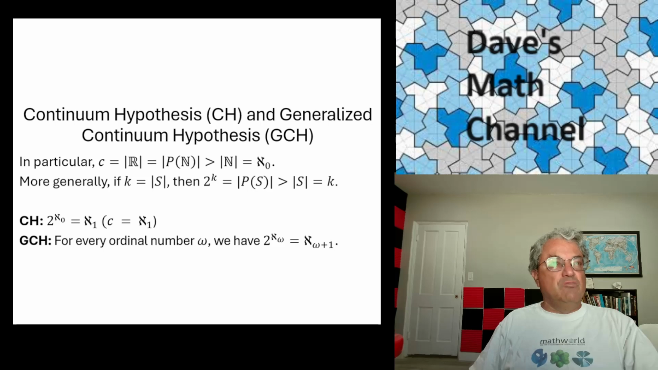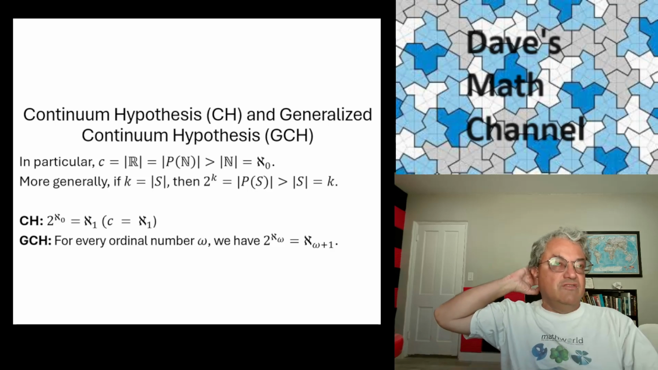Kind of like the parallel postulate in geometry. You get different kinds of geometries if you assume or don't assume the parallel postulate. Similarly, you get different versions of set theory if you assume or don't assume the continuum hypothesis or the generalized continuum hypothesis. Anyway, the continuum hypothesis just says 2 to the Aleph null is Aleph 1. And Aleph 1 is the next smallest cardinal number after Aleph null.